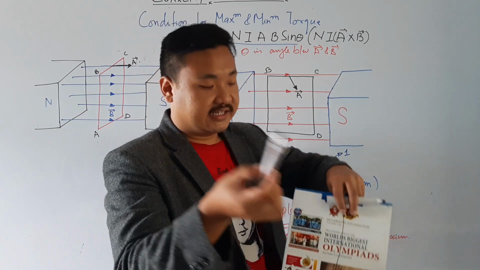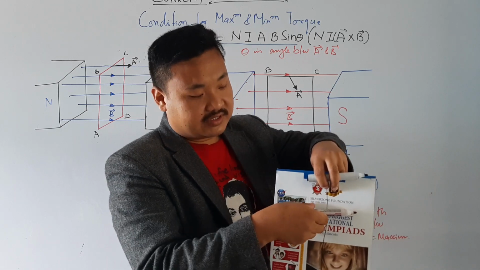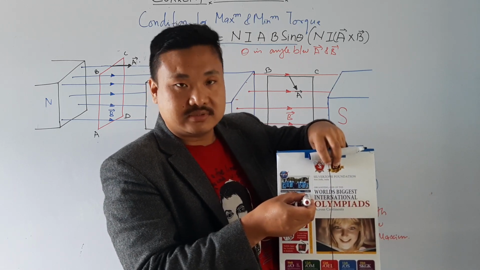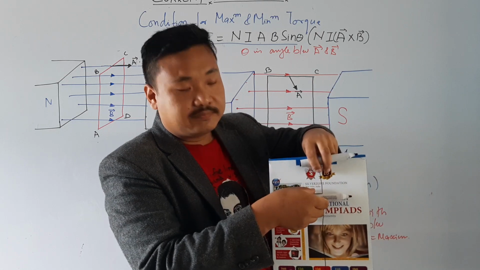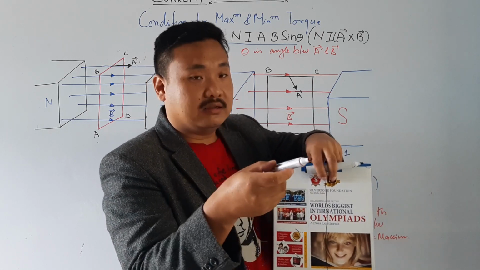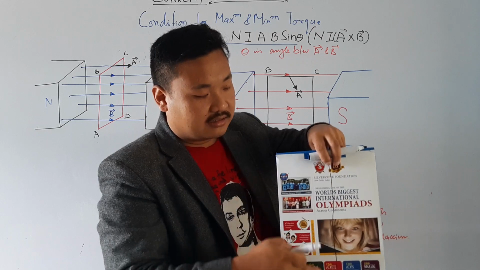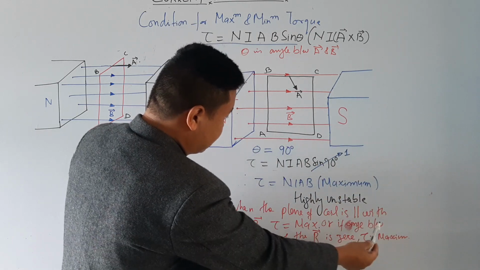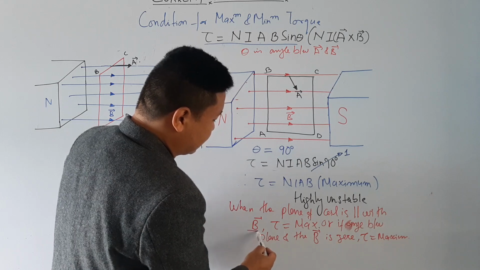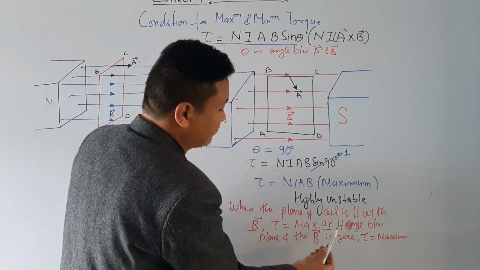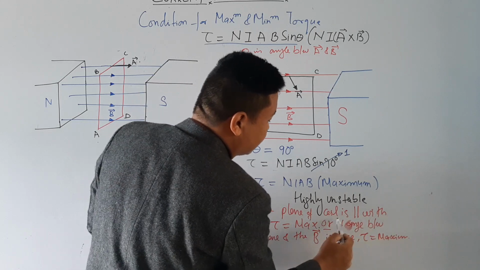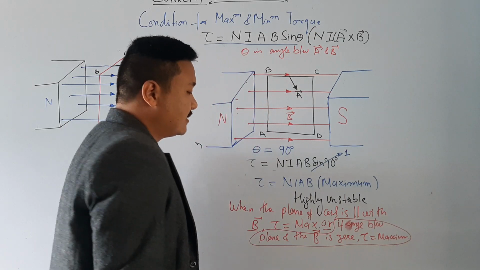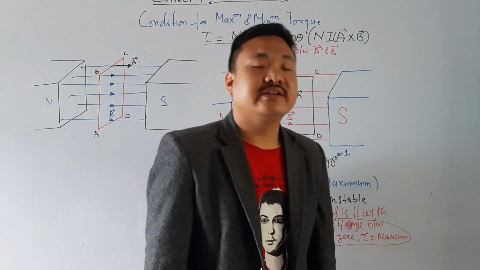Here, magnetic field and area, what is the angle? 0. If I do like this, then it will become 90. But this is 0, or it is parallel. The magnetic field is parallel with the plane, then it is maximum. Okay, this part you may neglect, but it is always better if you can memorize and realize.